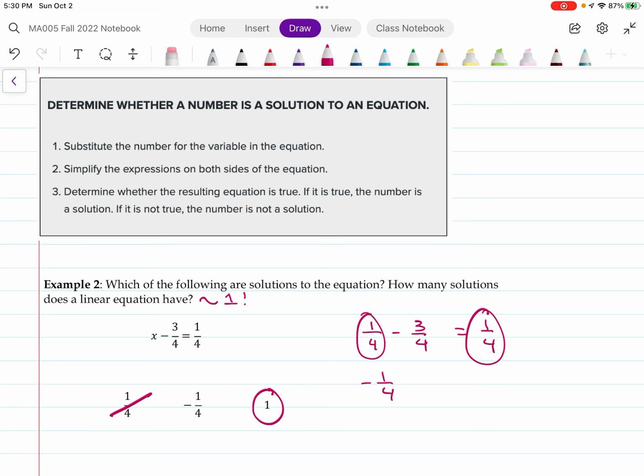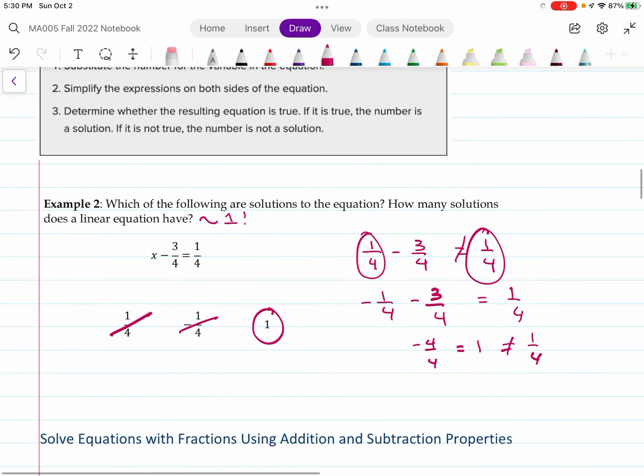Negative 1/4, so not equal. Minus 3/4, so I'm just plugging negative 1/4 in for x, equals 1/4. Well, negative 1 minus 3 is negative 4/4. That is negative 1. That is not equal to 1/4. So that one definitely is not. Okay, so let's move on.